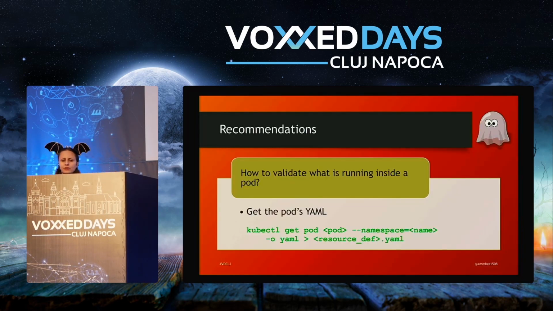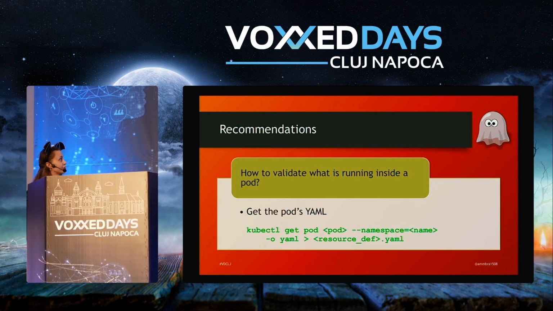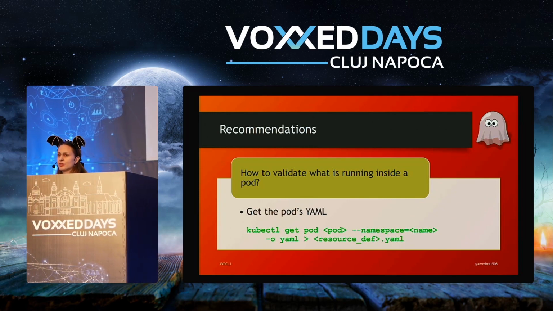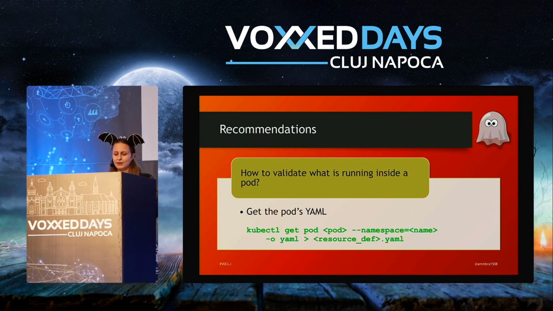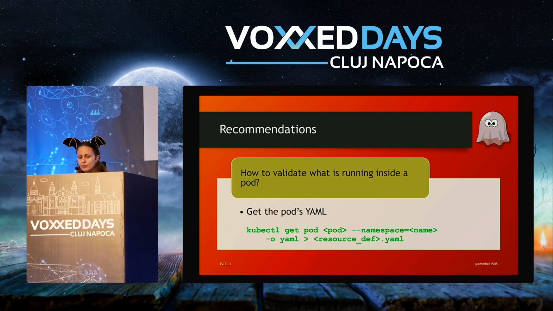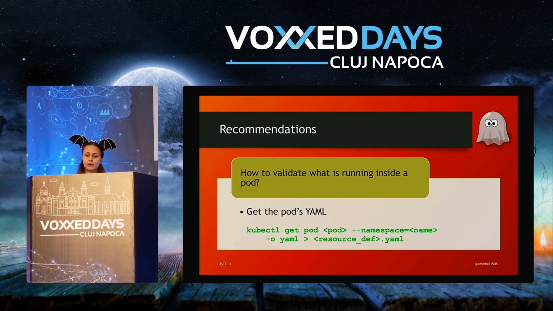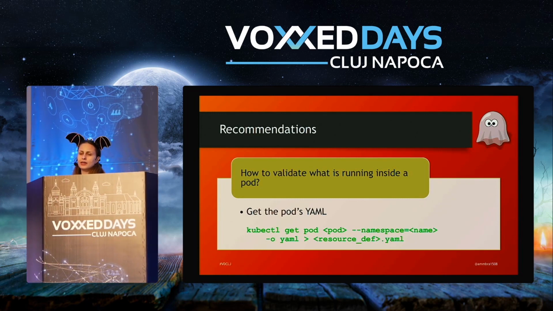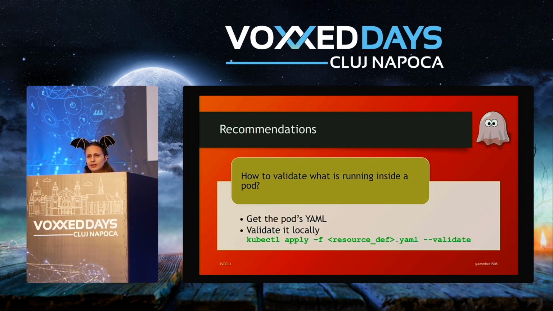Now, how to validate what's running inside of a pod? Well, what Burr, I think, would do when he had that pending state was to actually get the definition of what he had deployed to check if it was okay, firstly. So this is one way: exporting the definition of your deployment for that pod, putting it somewhere on the disk and then inspecting it.